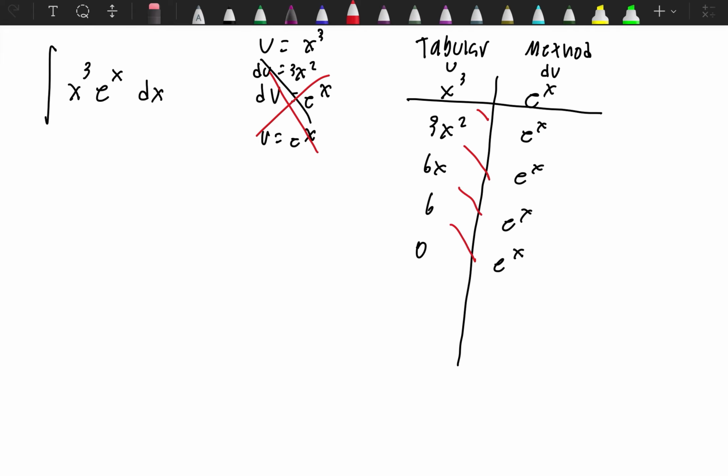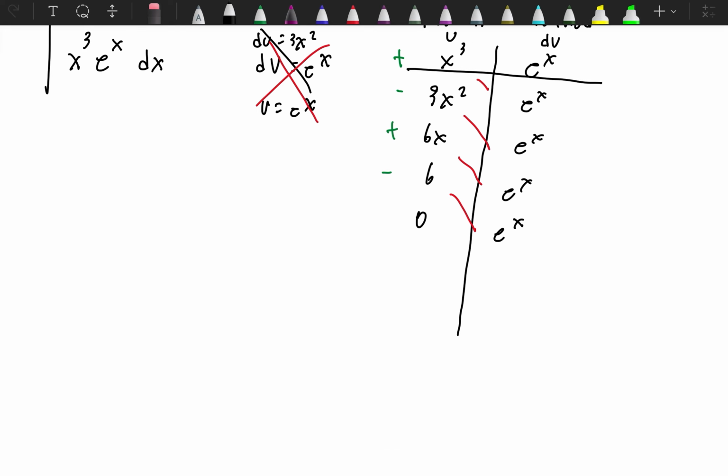And so essentially you're going to have 4 pairings. And from here, you're going to write a positive, a negative, a positive, and a negative. And essentially, what you're going to do is you're just going to pair them up. So essentially, the integral for x to the third e to the x is x to the third e to the x minus 3x squared e to the x plus 6x e to the x minus 6x e to the x plus c.